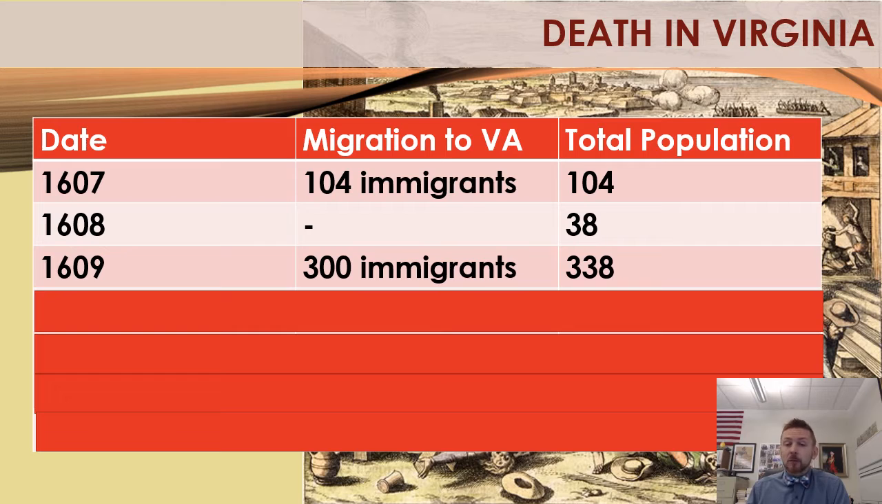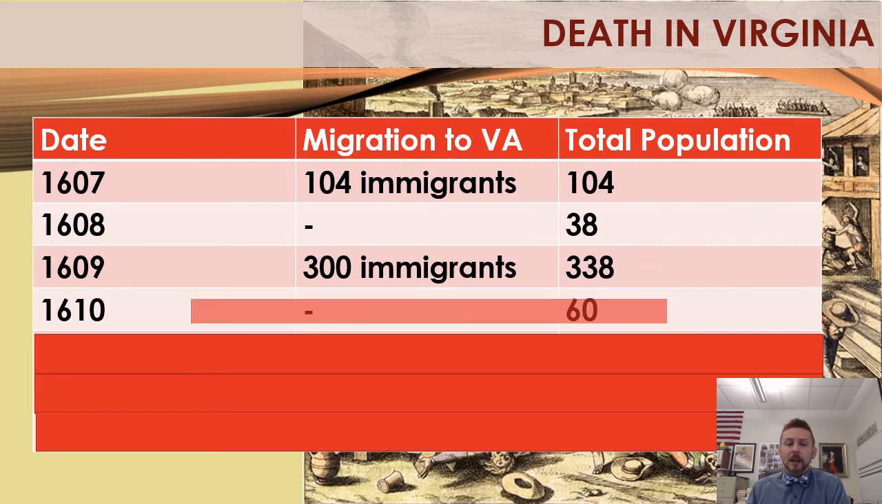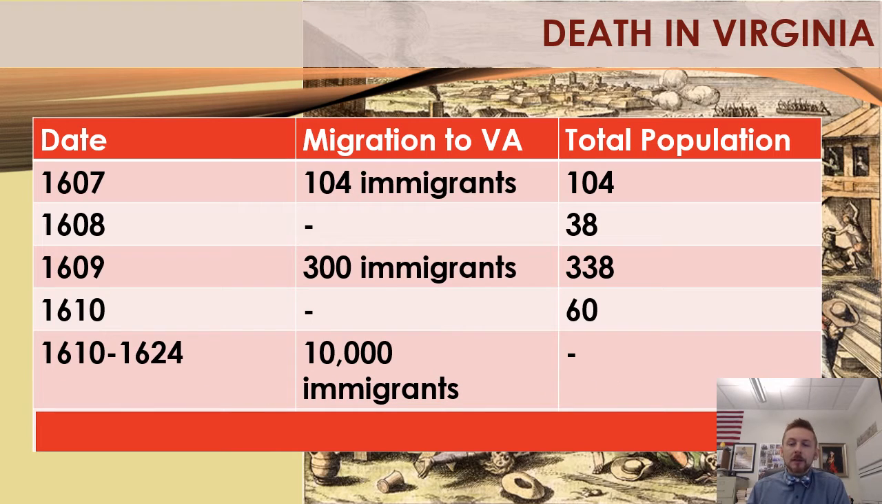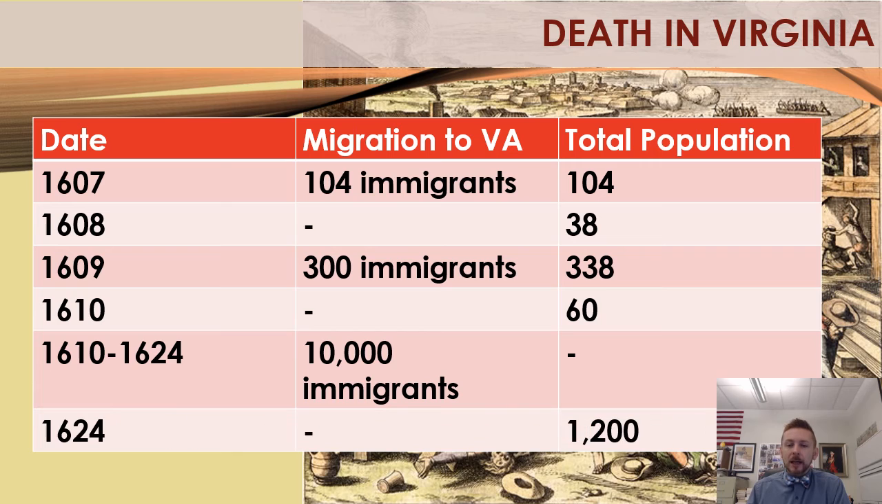1609, we bring 300 more people over. Yay, 338 folks. By 1610, only 60 of those are left. 1610 to 1624, about 10,000 people are poured into Virginia. These are the white trash I spoke of earlier, as one scholar has called them, the offscourings of the earth. These 10,000 people, by the end of that time period, amount to 1,200. Virginia is a place to go to die.